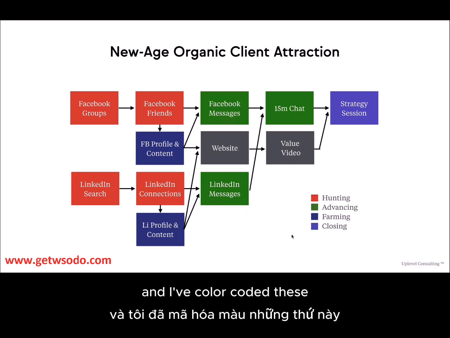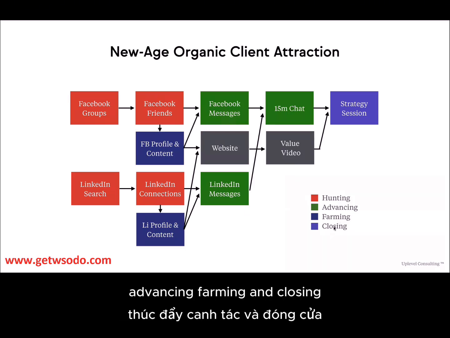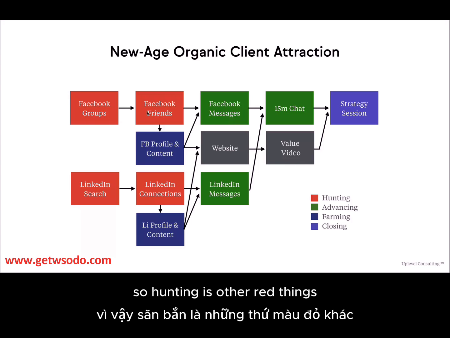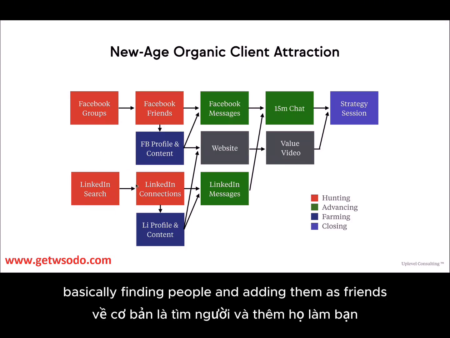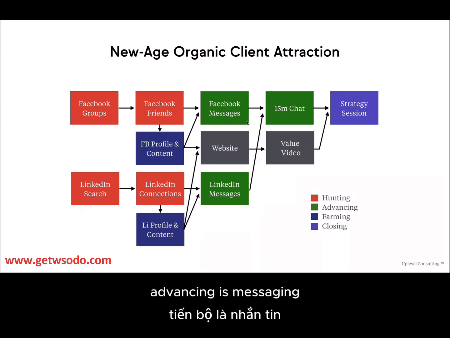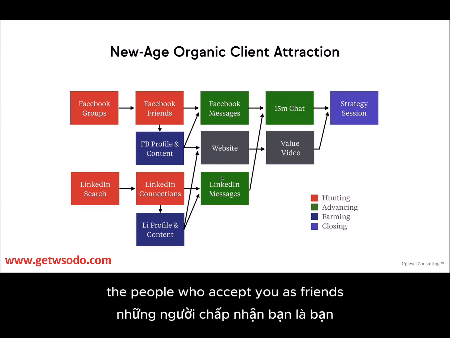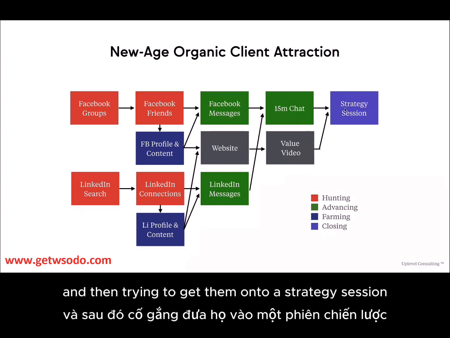And I've color-coded these to categorize them into hunting, advancing, farming, and closing. So hunting are the red things, basically finding people and adding them as friends. Advancing is messaging the people who accept you as friends and trying to get them onto a 15-minute chat and then trying to get them onto a strategy session.